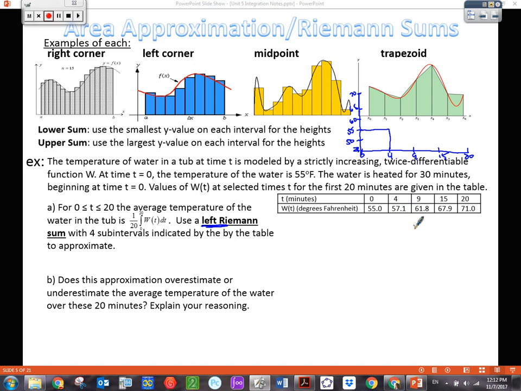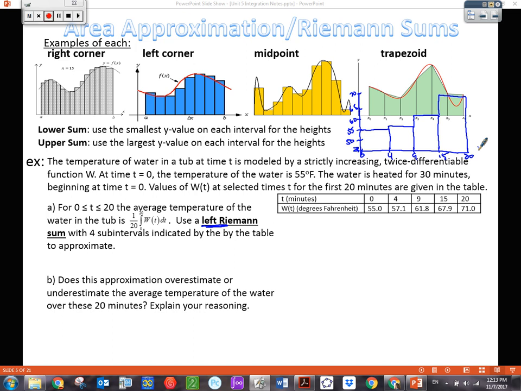So now this one, I'm going to use the height at 4, right? Because that's the left side, and that is 57.1. So it would be like right here. Then on this rectangle, I'm going to use the 9 as my height, which is 61.8, so like about here. And then on this rectangle, I'm going to use the 15 as my height, which is 67.9. So something like that. Okay, there's my rectangles.